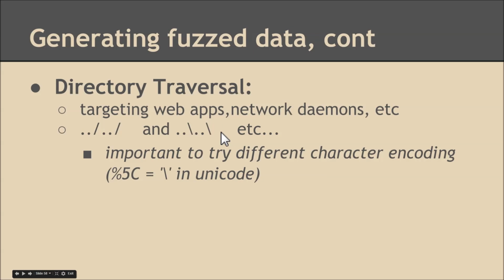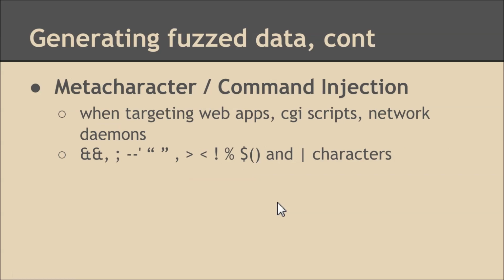Other things that are useful to fuzz: directory traversal, which is useful for targeting web applications, network daemons, etc. It's also useful to try these things in different character encodings. For instance, the byte 5C is a slash in Unicode. And then metacharacter and command injection, very similar to delimiter injection, delimiter fuzzing, is very useful when fuzzing web applications, CGI scripts, network daemons, etc.